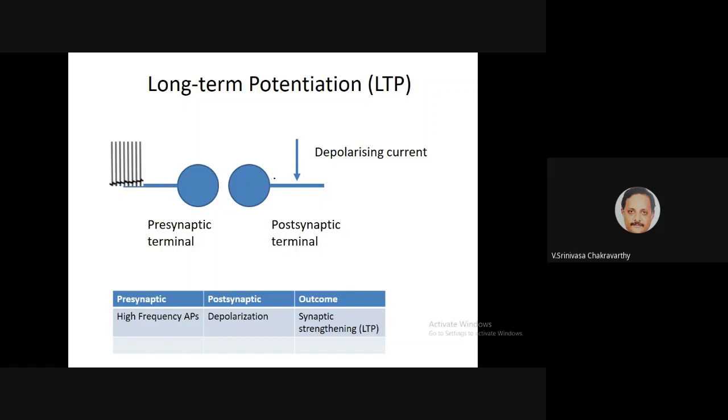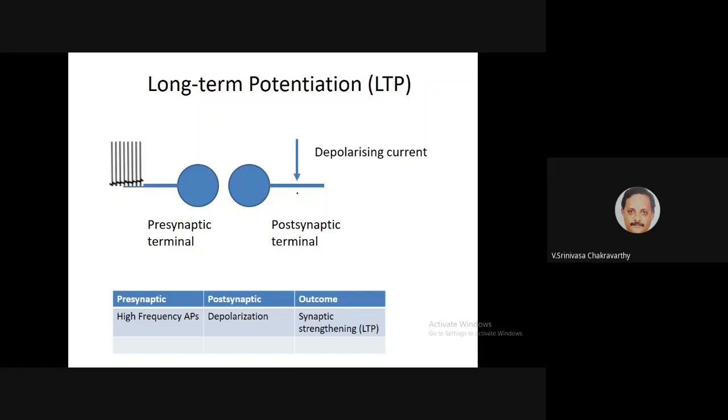If you do that for about 10-15 minutes, then in the experimental setup, even if you give a single impulse on the presynaptic side, you'll get a very large postsynaptic potential, indicating that the synapse has now got strengthened. And this strengthening effect will remain for hours. The stimulation is done only for 10-15 minutes, and after that, if you test the synapse, it will show its increased strength for several hours. This phenomenon is called long-term potentiation.